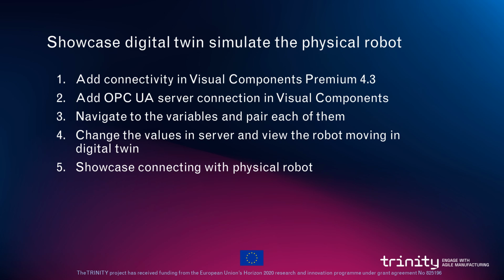In this video, I will show you how to use digital twin to simulate the physical robot. First, you need to add the connectivity in Visual Components and add an OPC UA server connection in Visual Components. And then navigate to the variables and pair each of the variables with the OPC UA server. And I can show you how to change the values in the server and view the robot moving in the digital twin. And finally, I will showcase connecting with the physical robot.